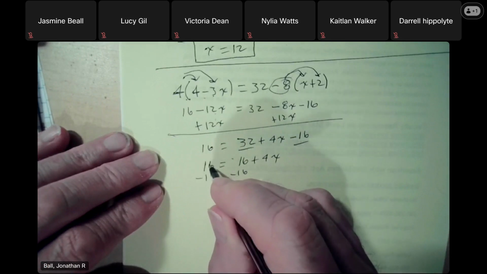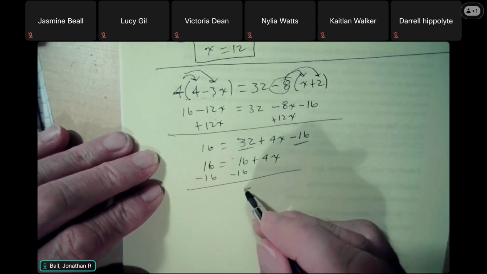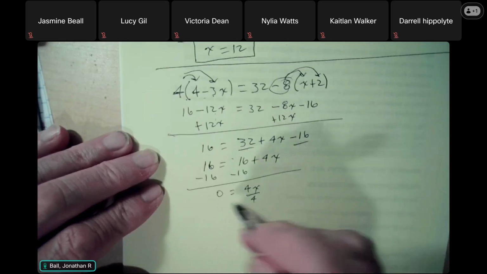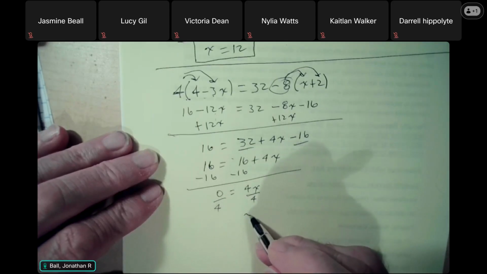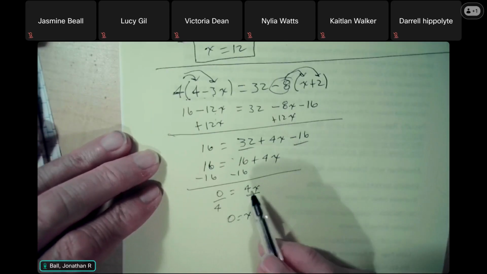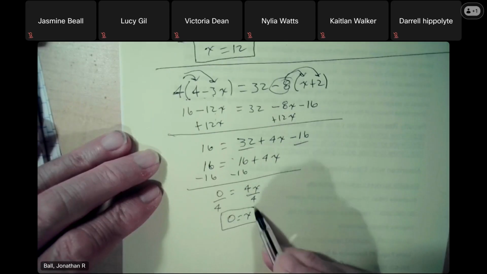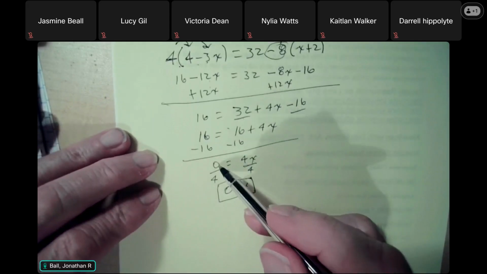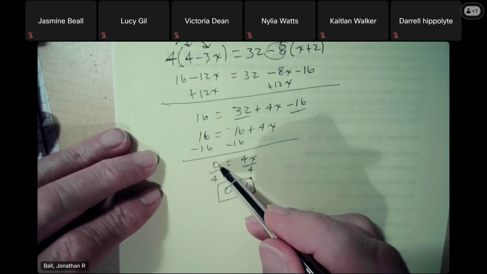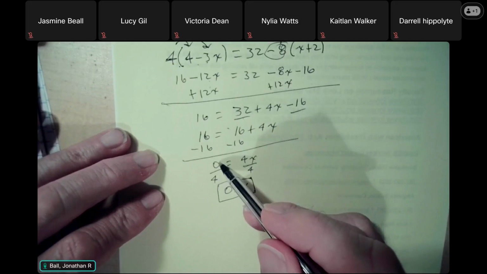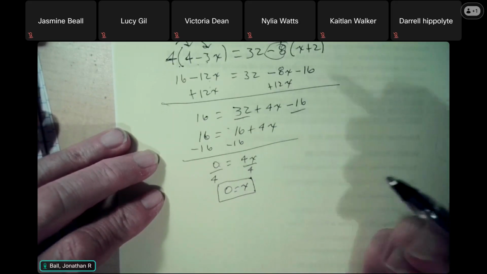Subtract 16 from each side. Get 4x equals 0. Divide by 4, divide by 4. X is 0. Can we have 0 as an answer? You betcha. Remember, what this means is, how many 4s are there in 0? There are none.